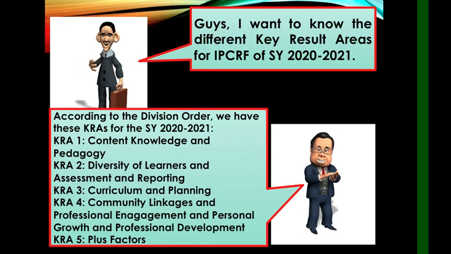KRA 1 is all about content knowledge and pedagogy. KRA 2 is diversity of learners and assessment and reporting. KRA 3 is curriculum and planning. KRA 4 is community linkages and professional engagement and personal growth and professional development. And KRA 5 is plus factors. Remember that these KRAs and the objectives under these KRAs are patterned on the different roles and responsibilities of a Teacher 1 to 3.